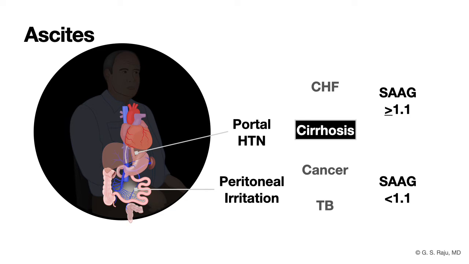Another reason for ascites is peritoneal irritation, either from cancer or tuberculosis. In this case, the serum ascites albumin gradient is less than 1.1. So if you learn this concept, then you need to learn how we calculate or measure serum ascites albumin gradient.